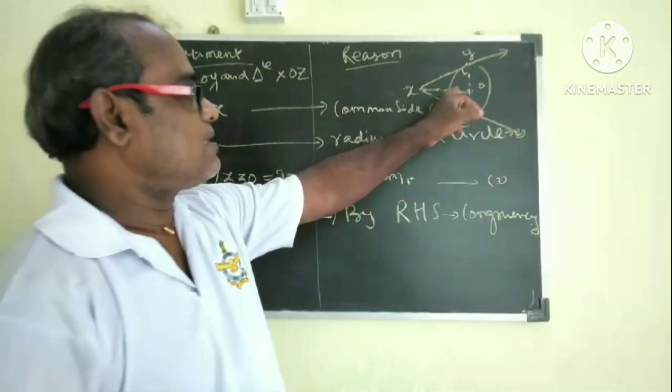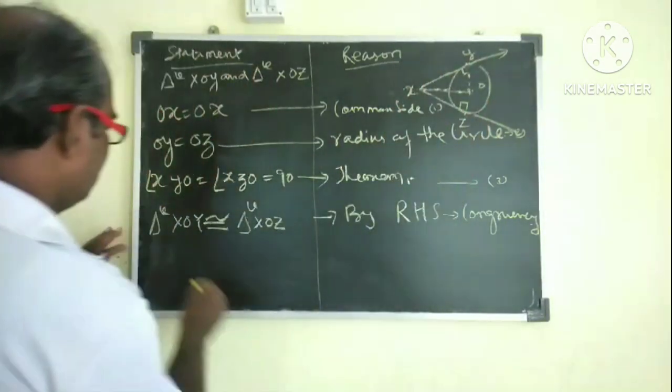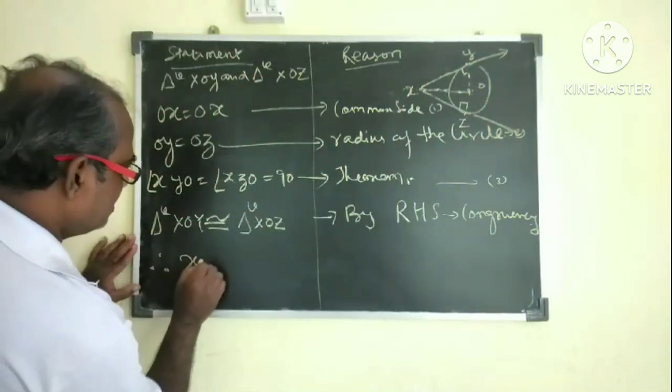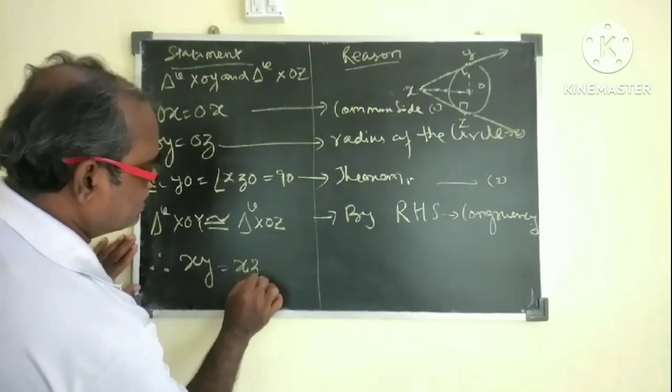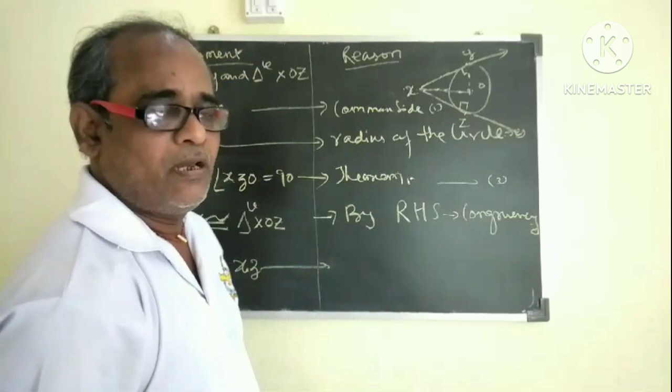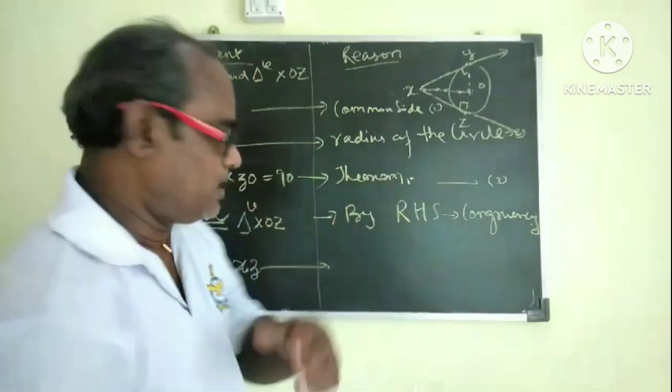Since the two triangles are congruent, therefore XY is equal to XZ. Why? CPCT. Corresponding parts of congruent triangles are always equal. Just write that over here.